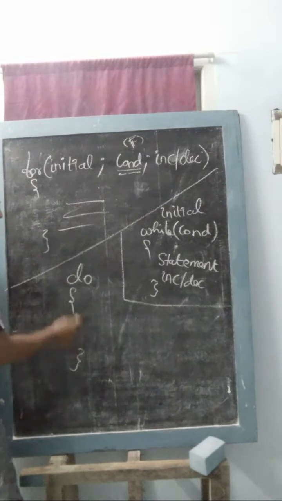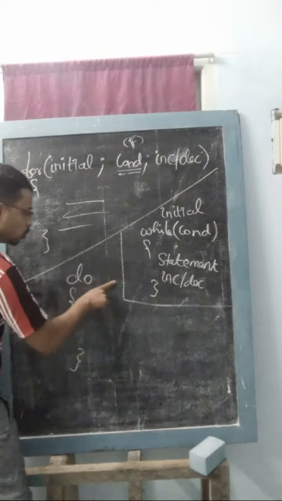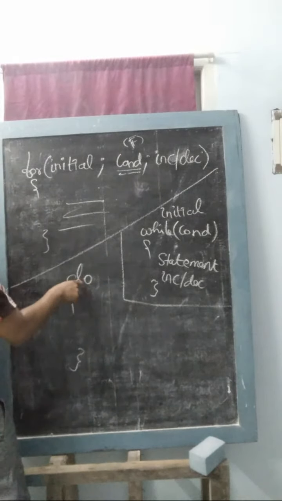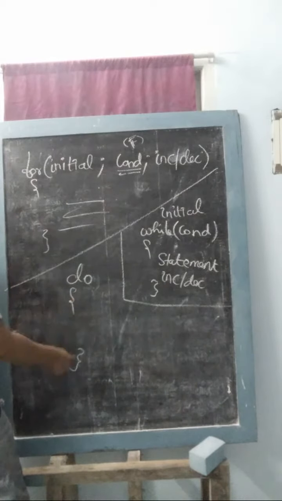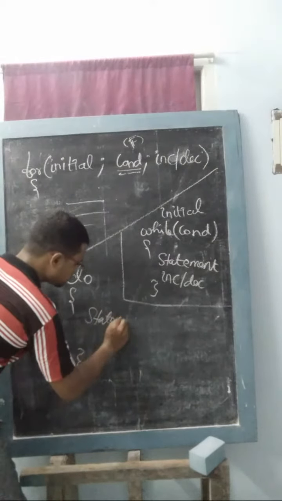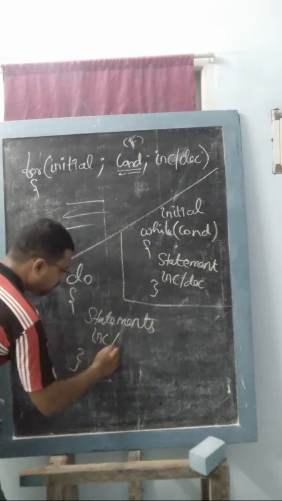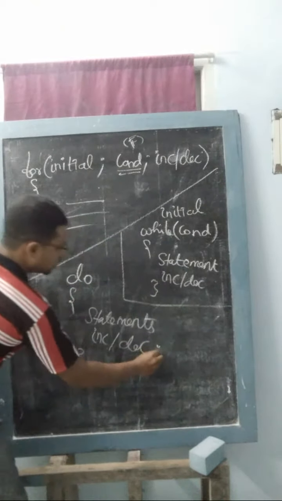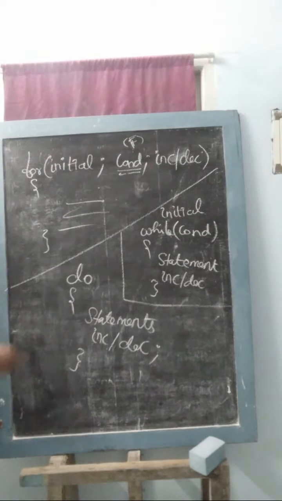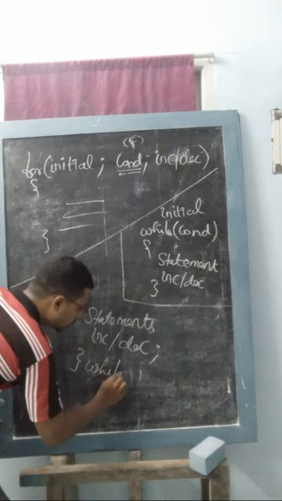So the body of the statement will be like that. First, do. There is no open bracket and close bracket here. Do, and then the body of the statement. So these are the statements. And then the increment or decrement will come inside. And after all the execution of the do, the while will come here.